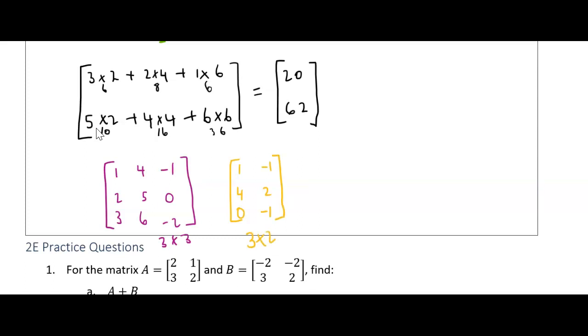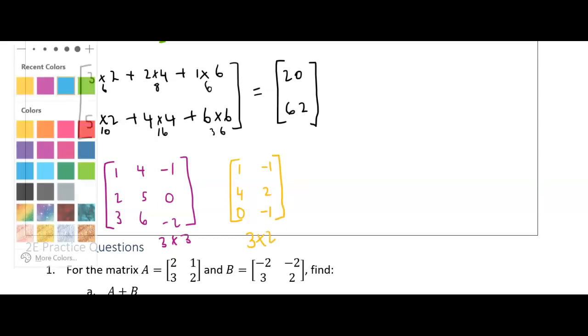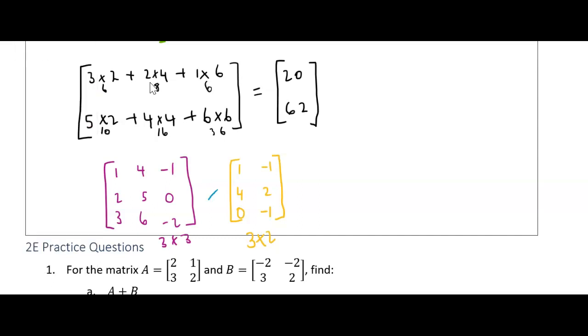So you can see that can be done. I can multiply them, because when you think about their order, we've got a 3 by 3 and a 3 by 2. If I circle them, they're the same. Yes, it's defined. And then our product matrix is going to be a 3 by 2 matrix.